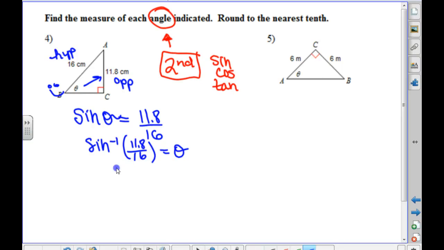$47.5, anybody? Yeah. Any questions on that? All right, so can you try this one on your own? This one will be opposite and adjacent, so tangent, but I hope some of you didn't even bother to type that in.